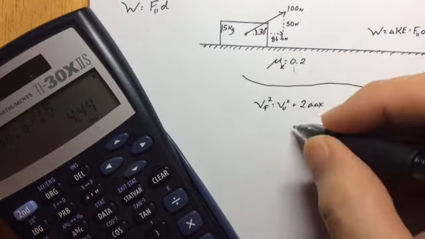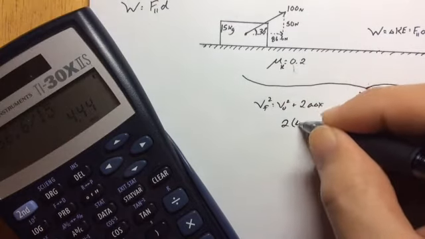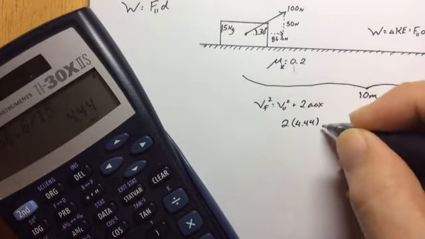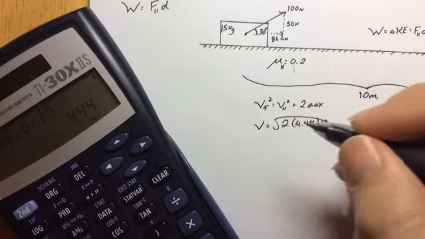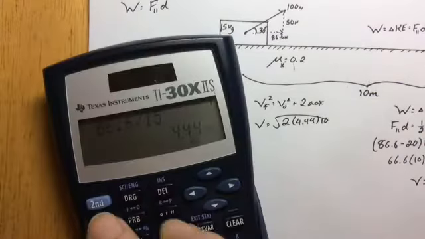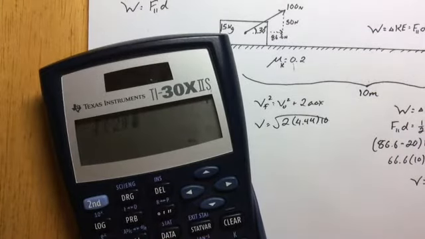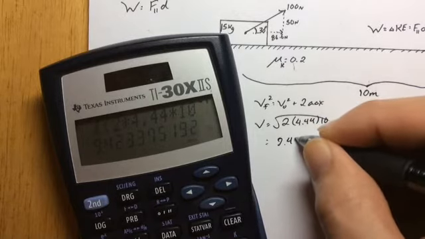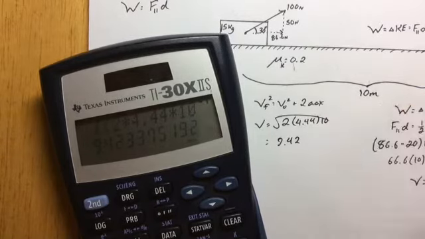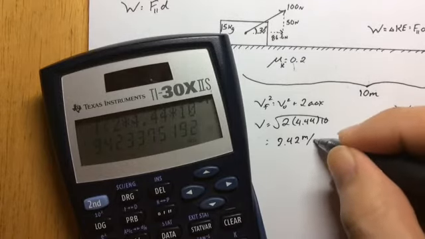The initial velocity is nothing. We have 2, our acceleration is 4.44, and we have a change of x of 10. We're going to square root that to find v. So we have the square root of 2 times 4.44 times 10, and I get 9.423, the same number that we got before.